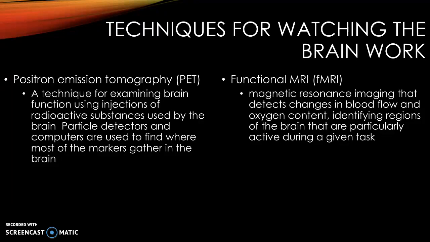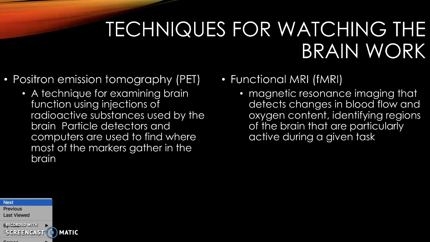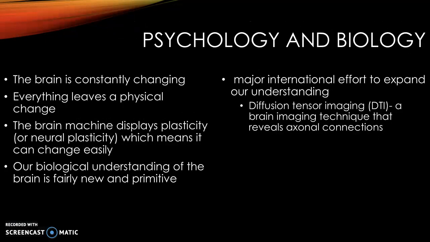The functional MRI, or the fMRI, requires rapidly turning on and off a magnetic field around the whole head. It is magnetic resonance imaging that detects changes in blood flow and oxygen content, identifying regions of the brain that are particularly active during a given task.